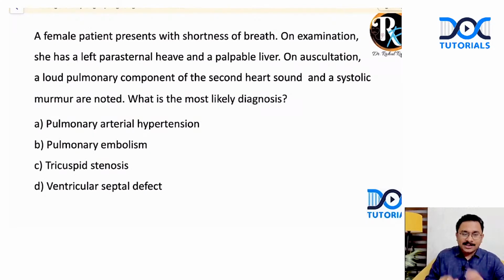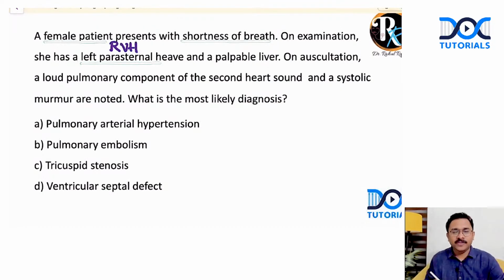Okay. Next question, a female patient presents with shortness of breath. On examination, she has a left parasternal heave and palpable liver. On auscultation, a loud pulmonary component of the second heart sound and a systolic murmur are noted. What is the most likely diagnosis? So the question is regarding a female patient with shortness of breath. So left parasternal heave, we know it is associated with what condition? Can anybody tell me out of my children in the chat box? It is suggestive of right ventricular hypertrophy, RVH, correct?